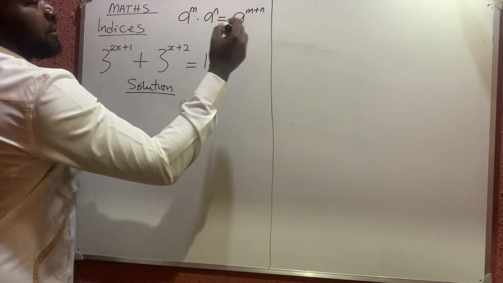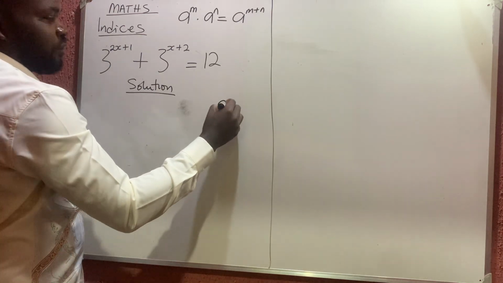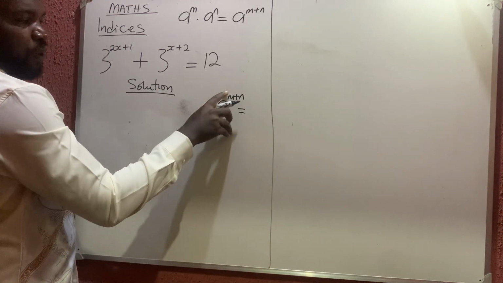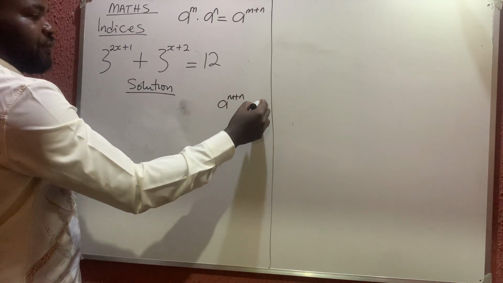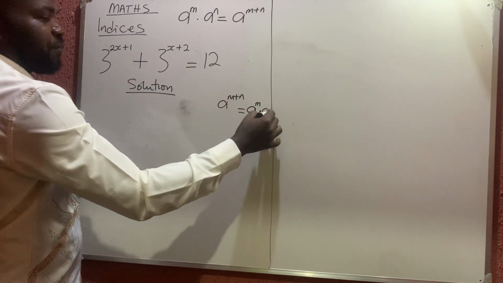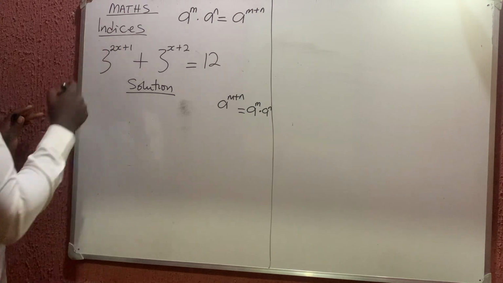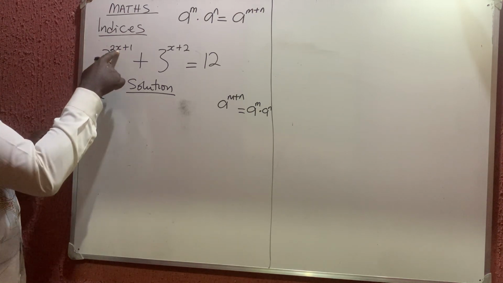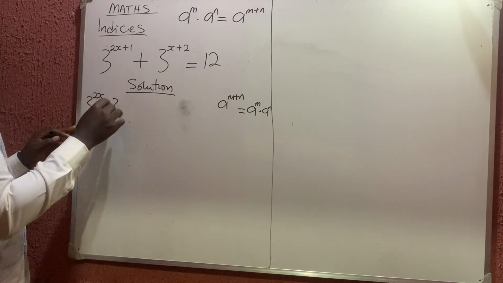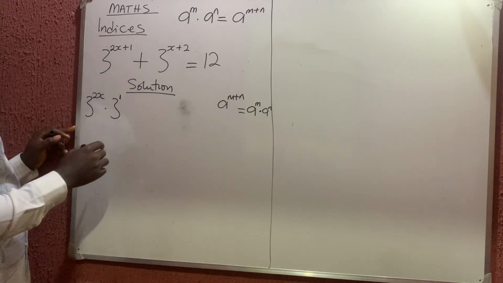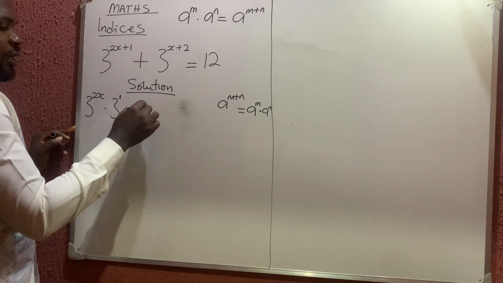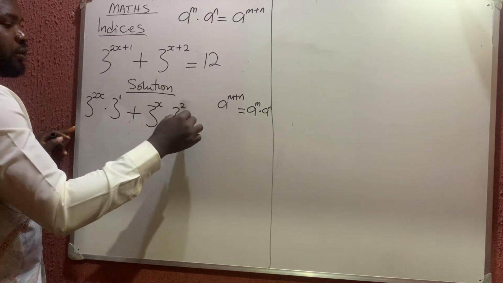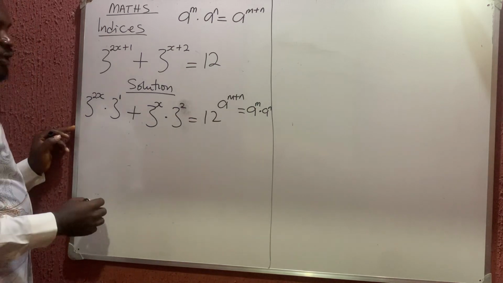So that means if I have a raised to power m plus n, I want to separate it. It is going to be a raised to power m, the first one, multiplied by a raised to power n, the second one. So let us break this down to be 3 raised to power 2x, which is the first one, multiplied by 3 raised to power 1. Plus, let's do the same thing here: 3 raised to power x here, multiplied by 3 raised to power 2, is equal to what? 12. Are you getting that now?